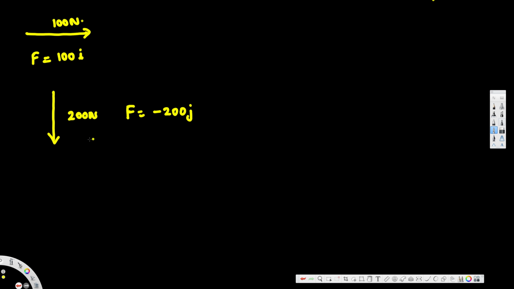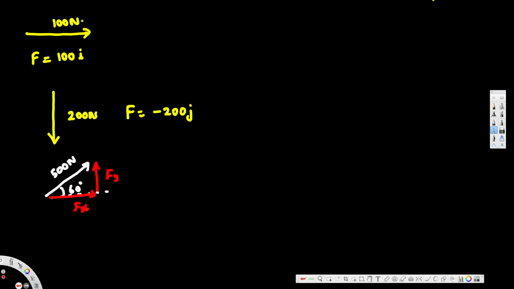Okay, now let's look at some examples with angles. Let's say we have a force acting in this direction, 500 Newton, making a 60 degree angle with the horizontal. The y component for this one is going to be like this. This is Fy, and the x component is going to be this one.